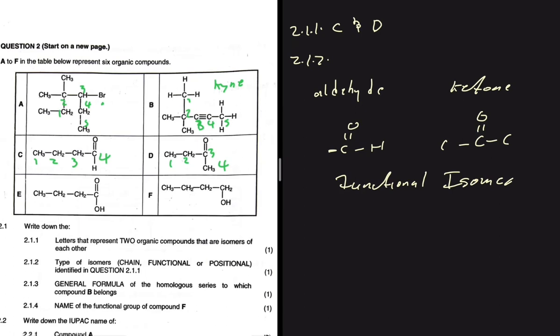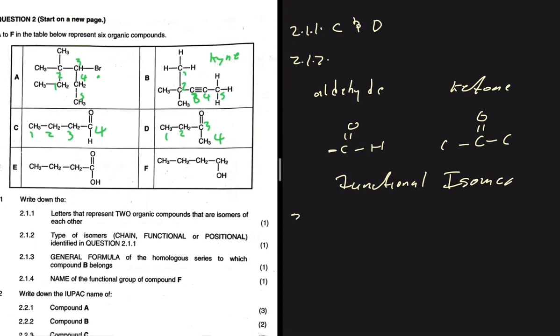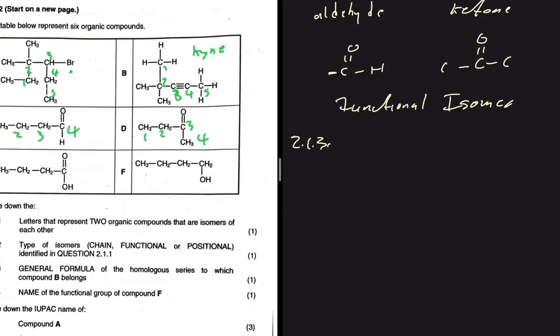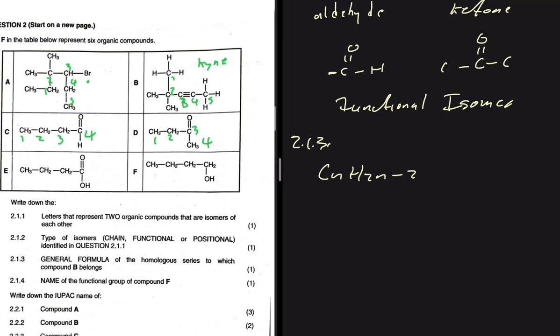And then let's move ahead and go to 2.1.3. So 2.1.3 is asking for the general formula of the homologous series to which compound B belongs. So compound B is an alkyne, right? The formula is CnH2n-2. Yeah, that's all we have to do there.